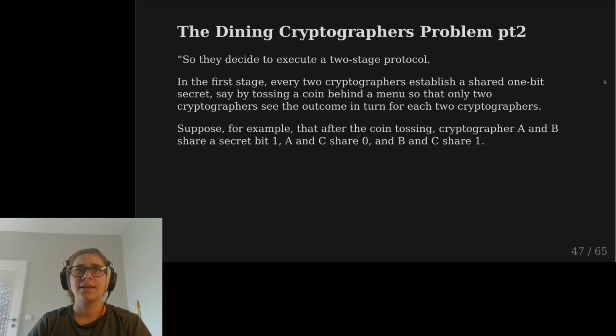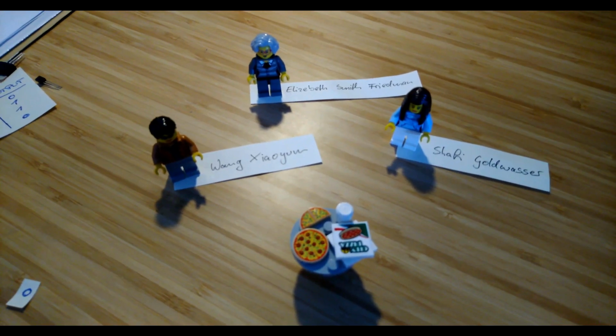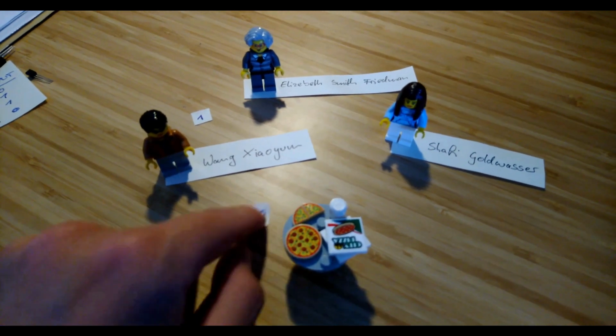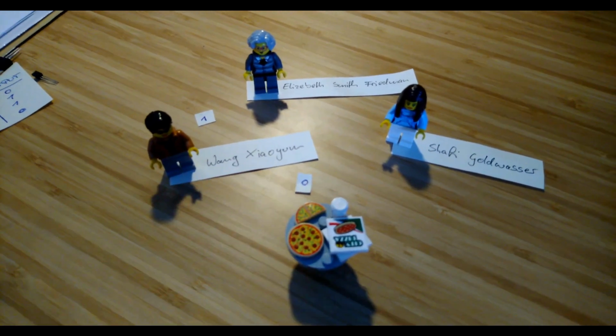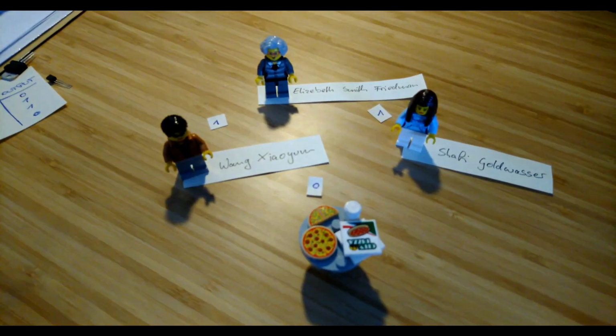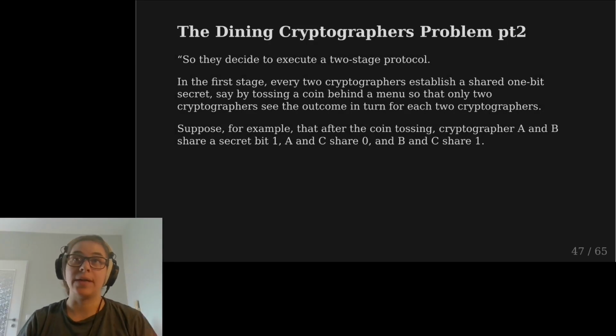Since this gets a little abstract quite fast, I prepared a little video to show what this is all about. So I have 3 cryptographers, they're having pizza. Cryptographers A and B share secret bit 1, A and C share bit 0, and B and C share secret bit 1 as well. This is all it is about. There could be a coin toss or something that simply generates a random value between 1 and 2. Okay.